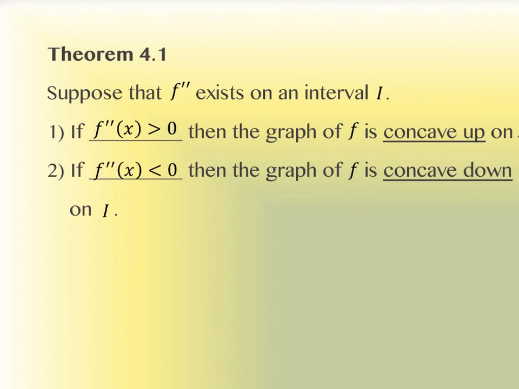So in particular, if the second derivative is positive, then the graph is concave up. And if the second derivative is negative, then the graph is concave down. So there are some things here that are really important to be aware of. If a second derivative is positive, then it means the first derivative is increasing.